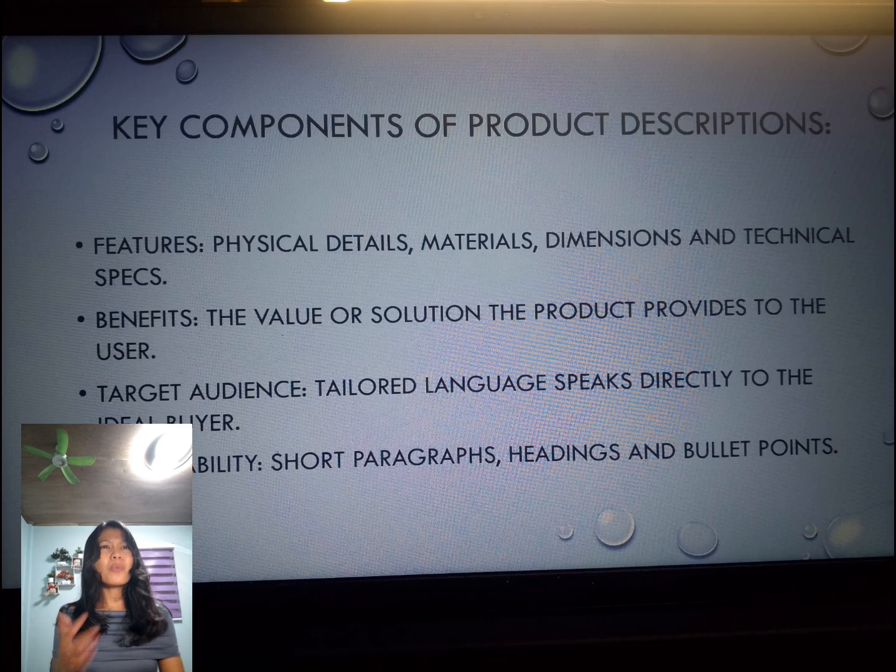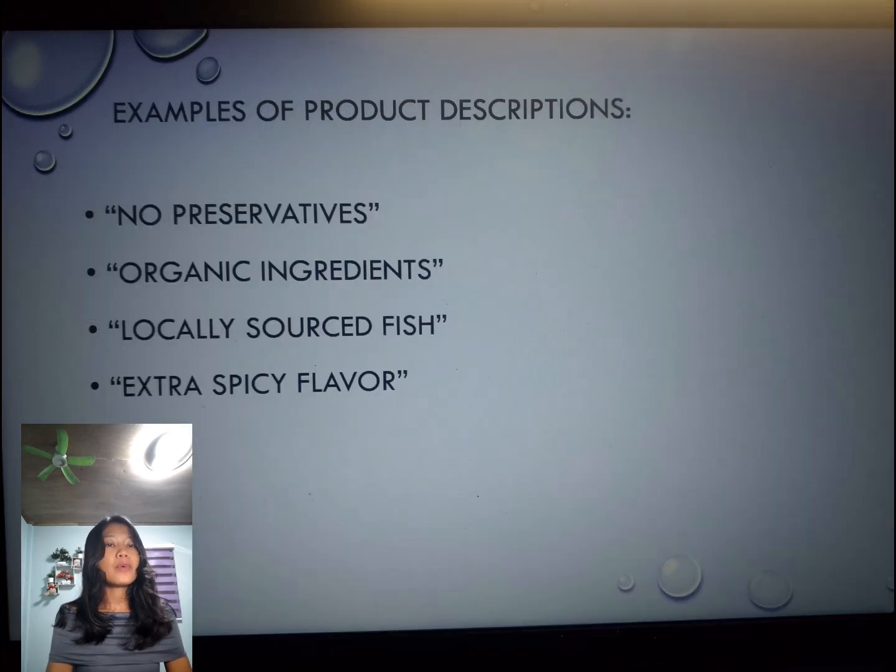So what are those components of a product description? Again, first we have the features, next the benefits, target audience, and the scannability. So I hope you've learned something about it. And now I have provided here an example of a product description. For example, no preservatives. So those are just examples: organic ingredients, locally sourced fish, extra spicy flavor. So this is an example of a product description. Okay, so I hope you get it.